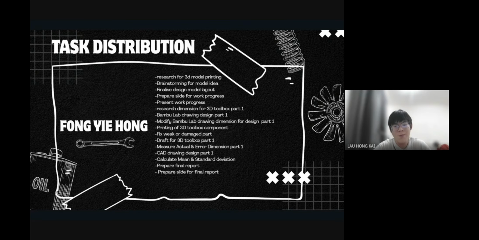And he also drew it in Bamboo Labs and modified the dimensions for part 1. Once done, he printed the 3D models in the faculty and also fixed the weak and damaged parts of the 3D toolbox. And he measured the actual and error dimensions for part 1, drafted and drew it into a CAD for the design of part 1. And also we calculated the mean and standard deviation for every dimension, and he prepared the final report and slides.